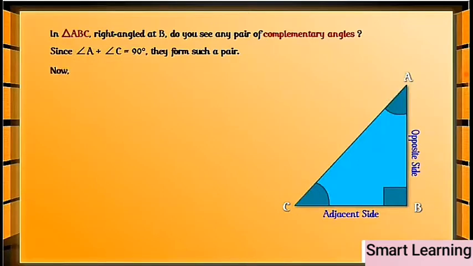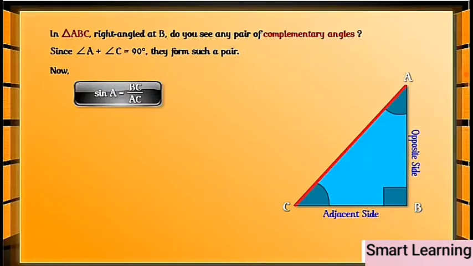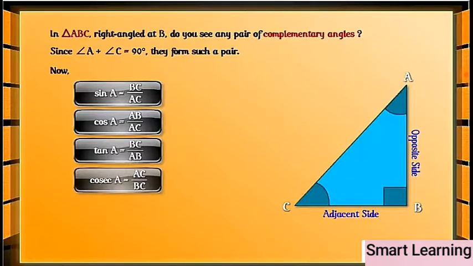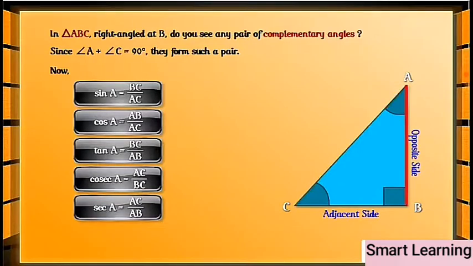Now, sin A is equal to BC upon AC, cos A is equal to AB upon AC, tan A is equal to BC upon AB, cosec A is equal to AC upon BC, sec A is equal to AC upon AB, and cot A is equal to AB upon BC.